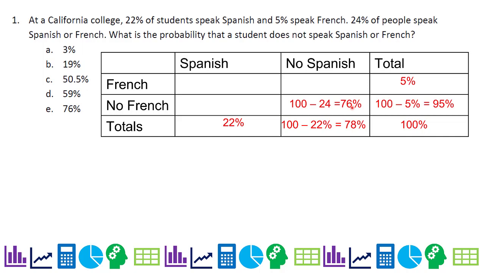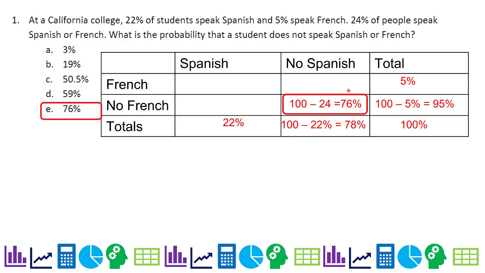Then I can go backwards from this value. Oh, wait, I don't need to figure out the rest of the table. I just need the people that do not speak Spanish or French, right? And that's my answer, 76%. But I can continue filling out the table. So let's go ahead and do that because it's going to be helpful for future problems.